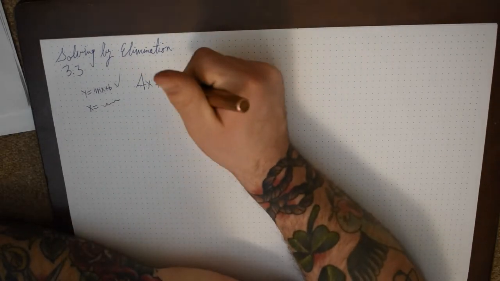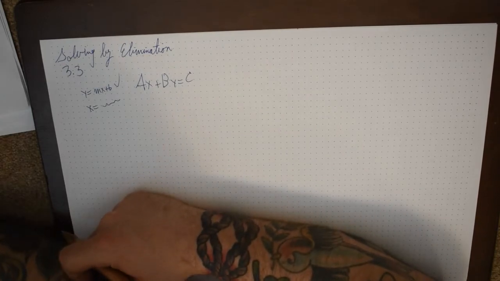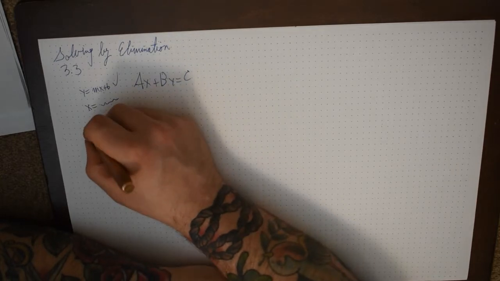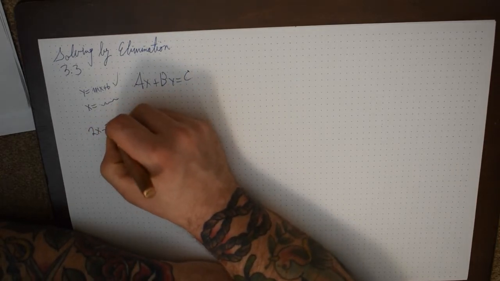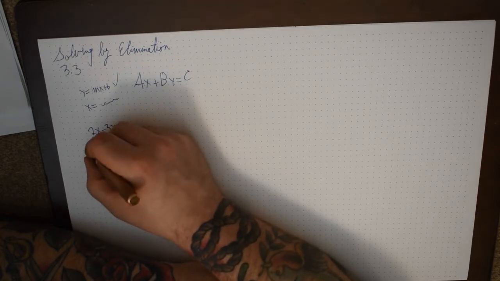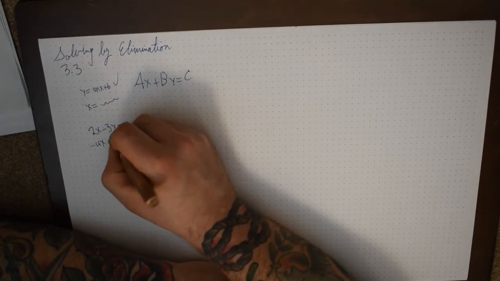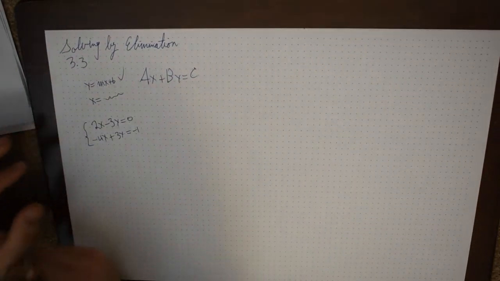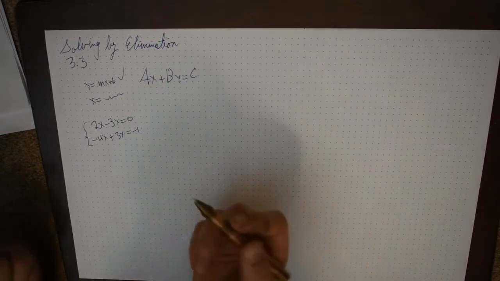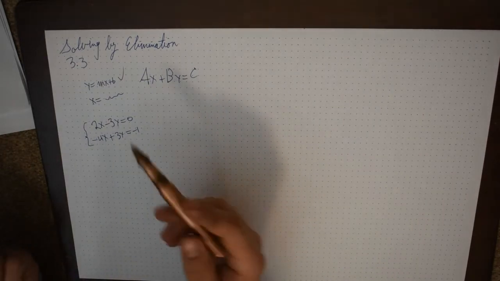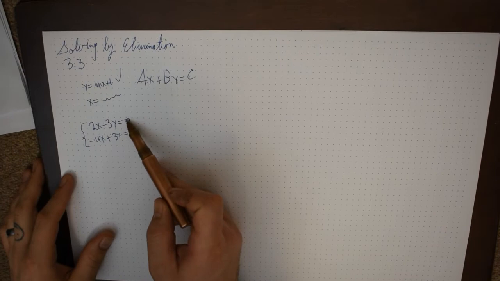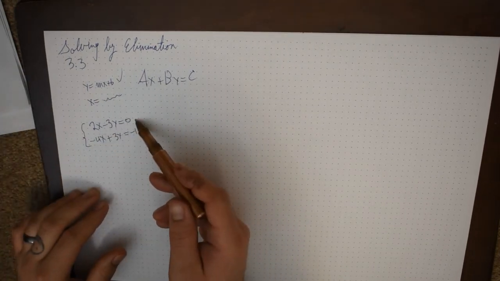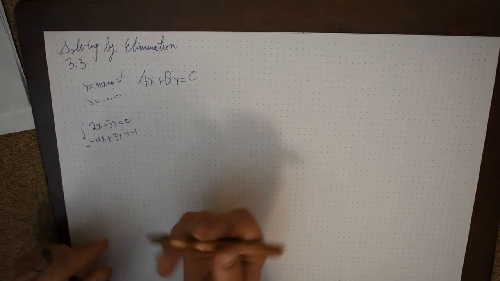Both equations in ax plus by is equal to c form. So, let's start with an example. Let's say we had 2x minus 3y being equal to 0, and negative 4x plus 3y being equal to negative 1. A couple things to notice off the bat. It's not really convenient to solve for one of these variables. We're going to introduce a bunch of fractions if we try to get x or y by itself in the top equation, and same thing with the bottom.